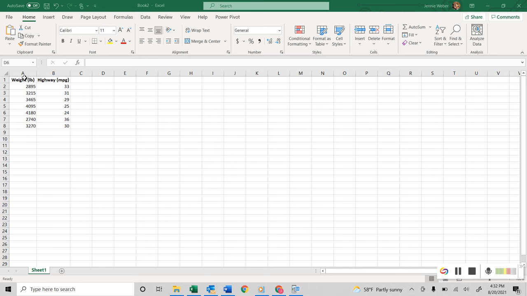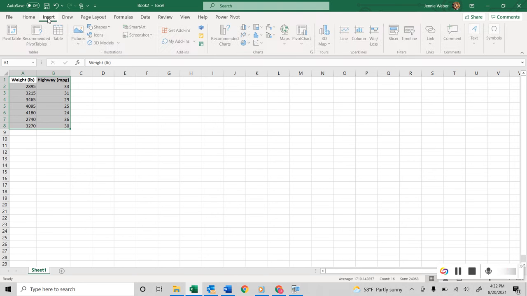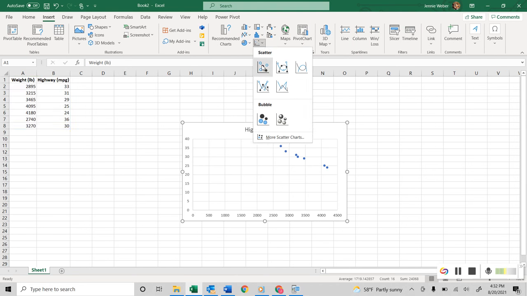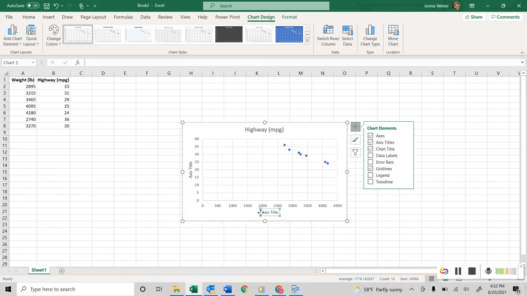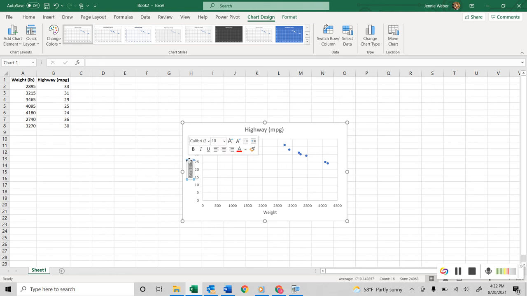To make a scatter plot, I'm going to highlight all my data. I'm going to go up to Insert, and I want the one that looks like a bunch of dots. That's my scatter plot, and I just want this top one. And here's my scatter plot. And of course, I would want to add axis titles. So this down here, this is weight, and this is miles per gallon. Okay, that's highway fuel.